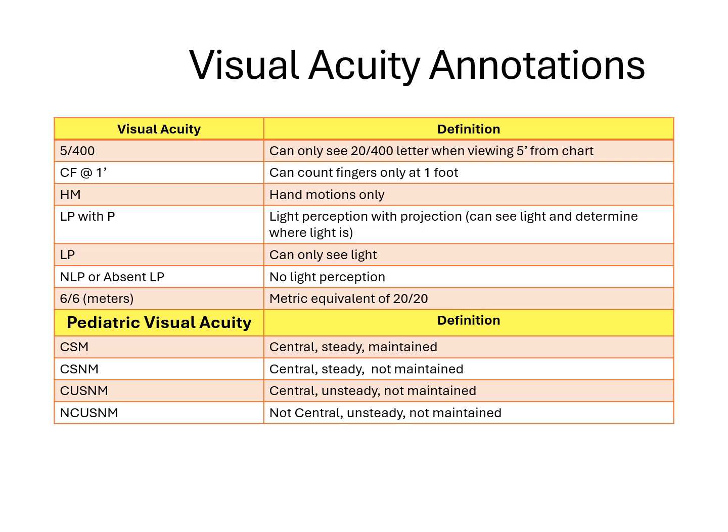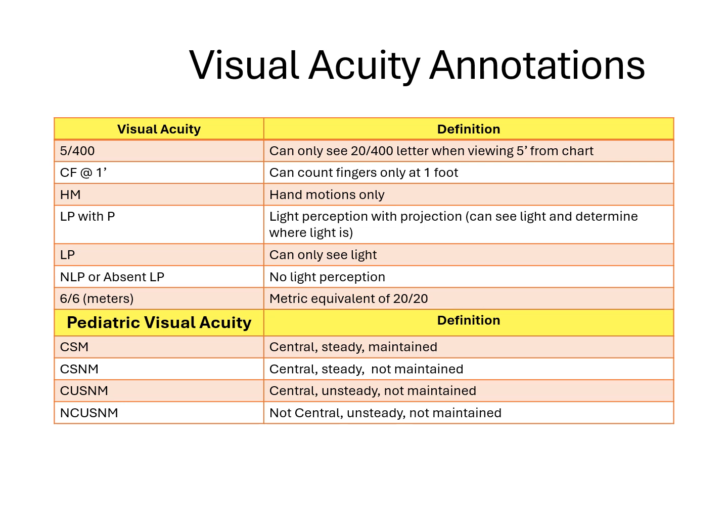When checking for light perception or light perception with projection, check all 4 quadrants of the eye and notate which of the 4 quadrants the patient is LP with P, LP, or NLP. NLP means no light perception. The metric equivalent of 20/20 is 6/6. That's in meters.